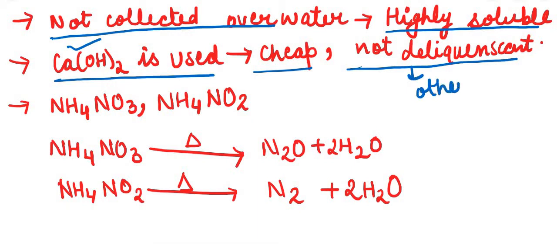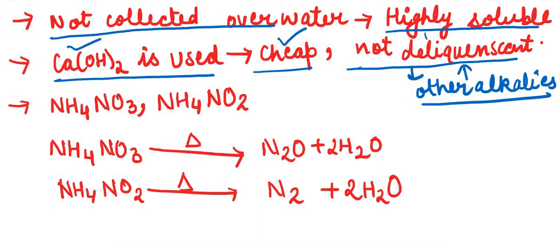The other alkalis, that is NaOH and KOH, are also there, but the rest of the other alkalis are deliquescent. So that Ca(OH)2 is a cheap material and not a deliquescent one.